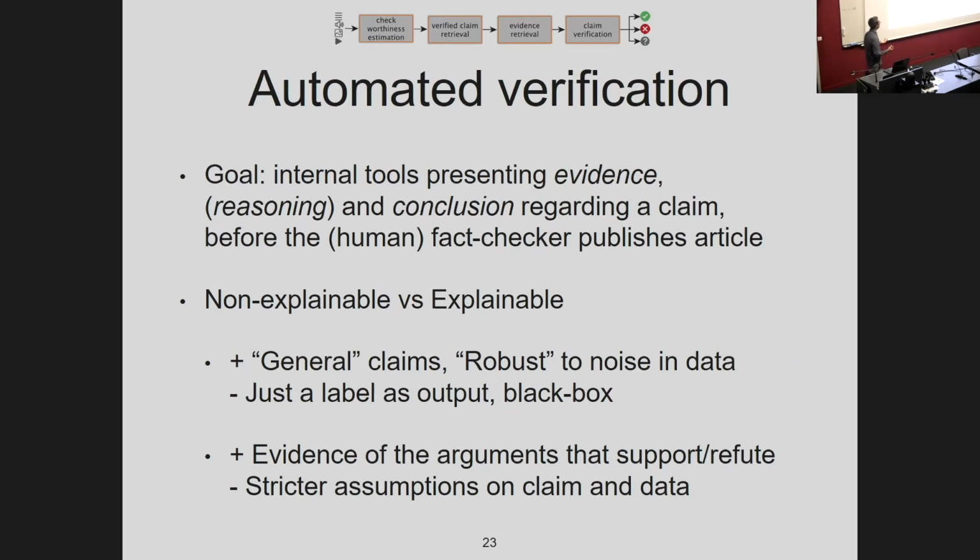For the not explainable one, I'm going to give you an example next, but basically at the high level, the idea is that we would like to be as general as possible and possibly robust to noise in the data. So we would like to be able to handle any claim, and we would like to be able to do this even with data that is noisy, right? So these black box methods are better at this than the other methods. They are not there yet. We will see in a moment. Of course, the minus is that you just get a label as output because they are black box.